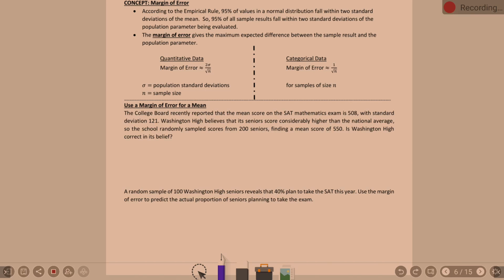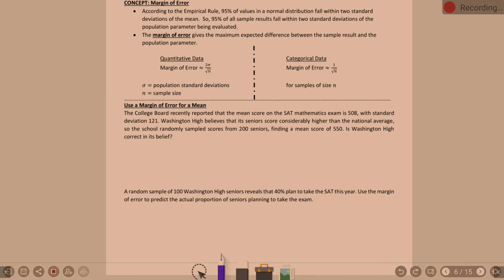Sometimes it's very obvious which formula you use because when they give you standard deviation, you're going to be using the quantitative formula. If they don't give you standard deviation, you can't use the quantitative formula, so you have to use the categorical one, unless there's a way to find standard deviation. But usually in these problems, they either give it or they don't. So there are my hints to you. Let's look at a couple of examples.